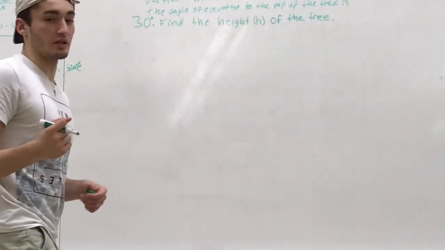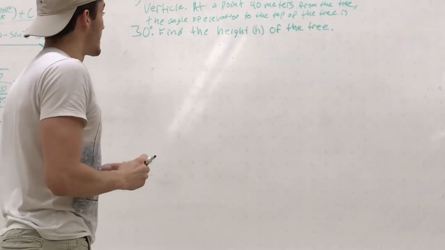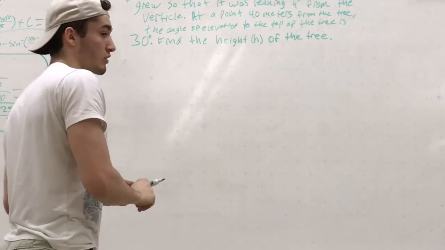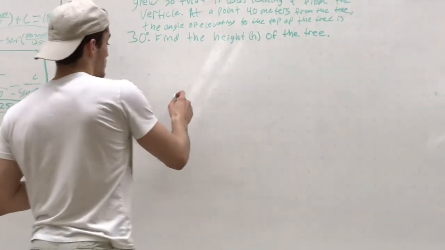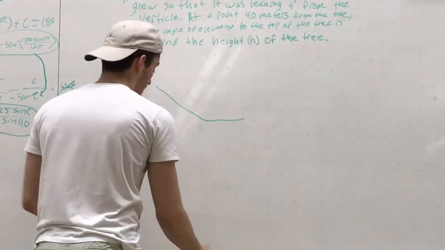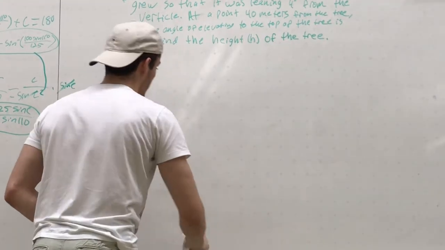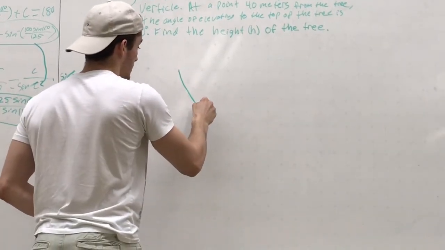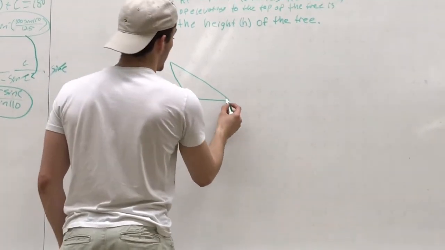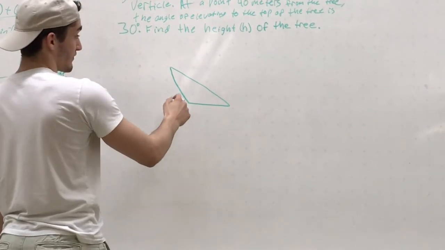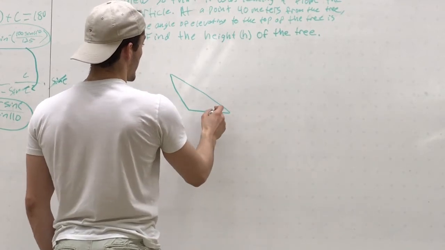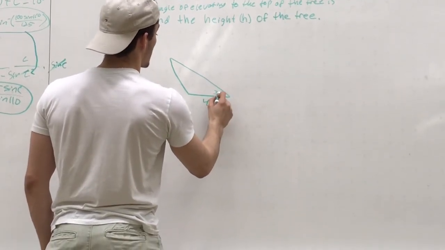So again, start out by drawing the tree. Since the vertical would be 90 degrees, but since it's leaning 4 degrees from the vertical, you know that it's going to be an obtuse triangle. So you draw that out. Actually, that only needs to be 94, so it could be a little bit more straight up. So say like this. And this would be the tree right here. Since there's a point 40 meters from the tree, this would be 40. And this right here will be 30 degrees.